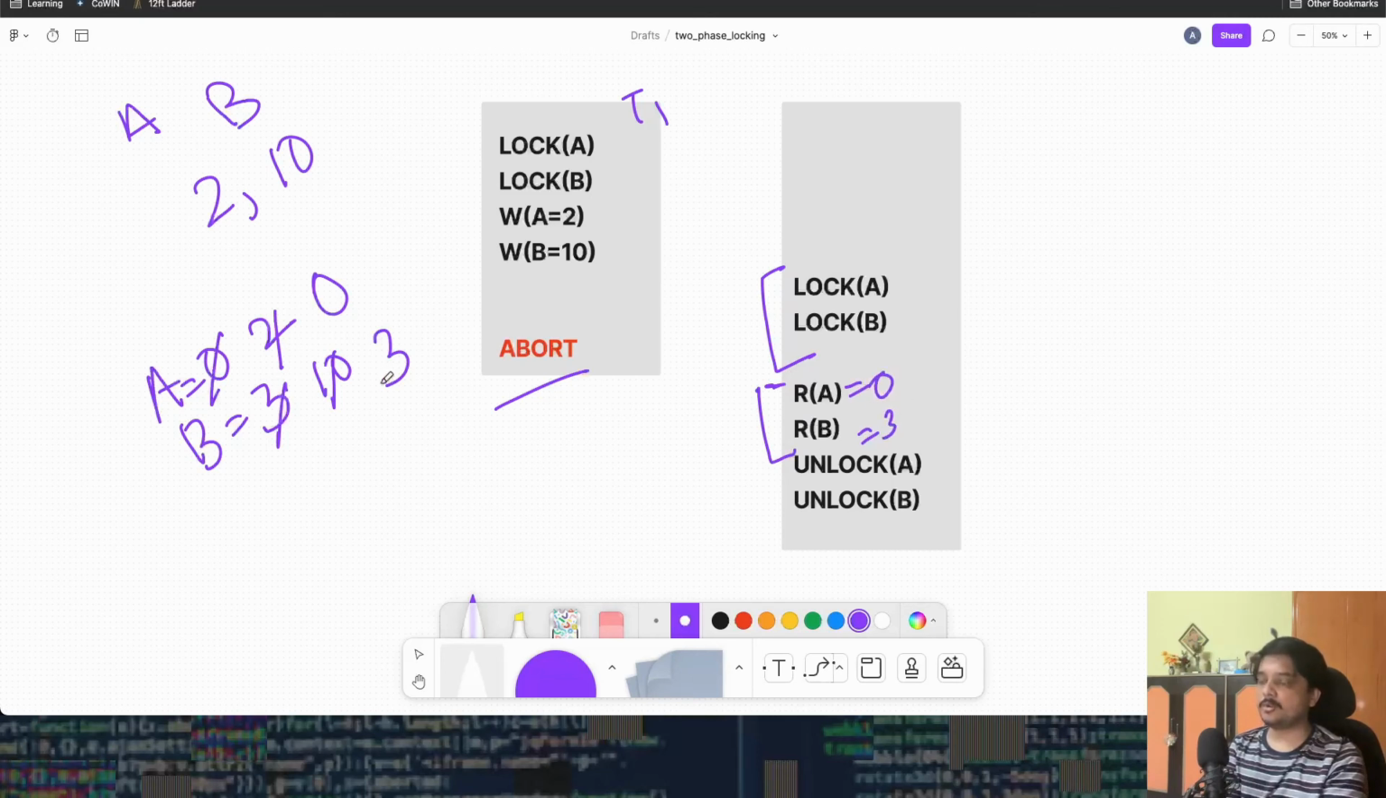Now why doesn't it read 2 and 10? Because till T1 aborted, the locks were with T1, so T2 cannot read it. It actually had to wait when it asked for these locks. So it waited till this transaction aborted, and when it aborted, the values were changed back to 0 and 3, and it got 0 and 3, and then it unlocked A and B. Now you see, this gives us a completely serializable schedule every time.